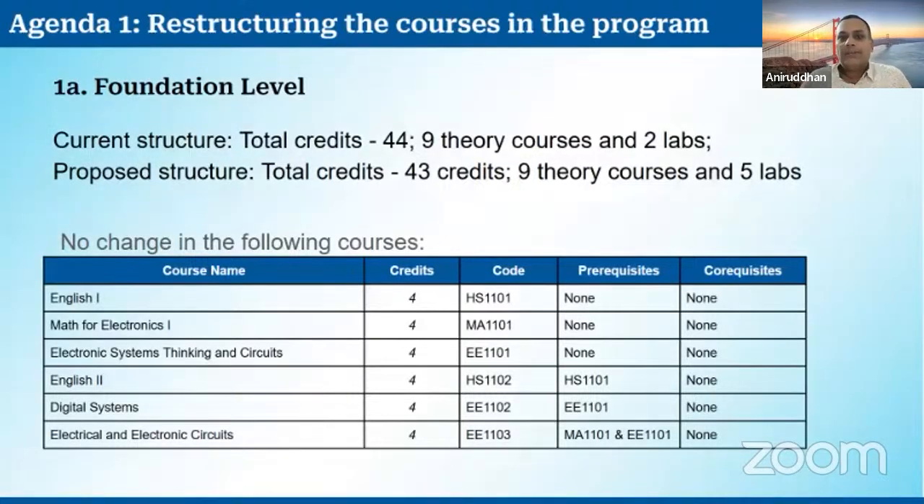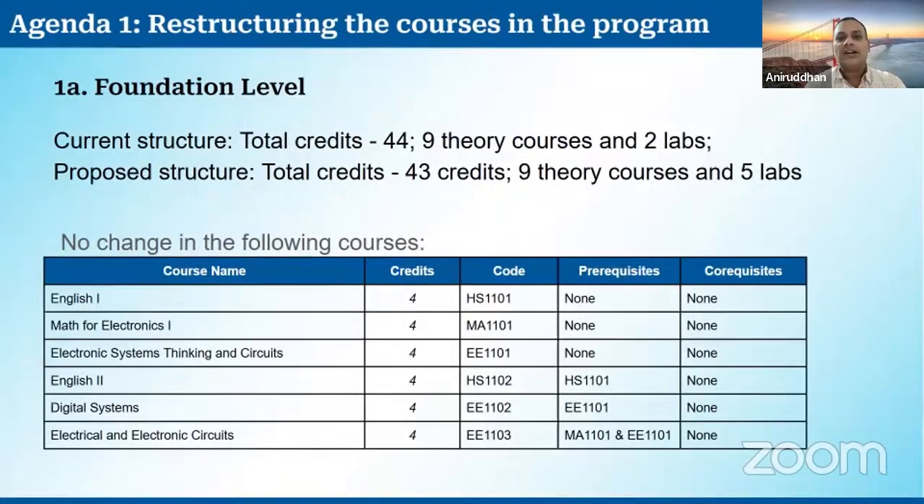First we'll discuss which courses have been restructured. These are not major changes to the program. Don't worry, these are relatively small changes, as you will see. Just hold your questions for some time. I'll go through what changes we have made, and then I'll answer some questions related to this restructuring after I finish describing all the changes.